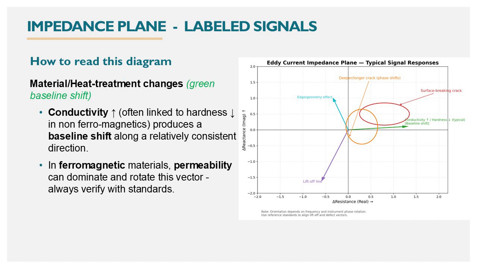Material or heat treatment changes, impedance plane, in this diagram labeled as green baseline shift with green color. Conductivity: upward direction, often linked to hardness downward direction in non-ferromagnetics, produces a baseline shift along a relatively consistent direction. In ferromagnetic materials, permeability can dominate and rotate this vector, always verify with standards.